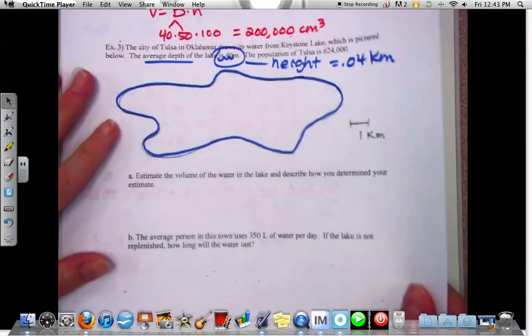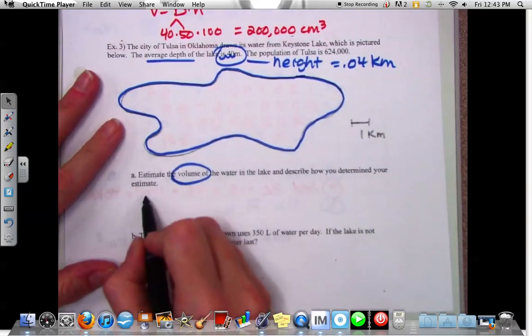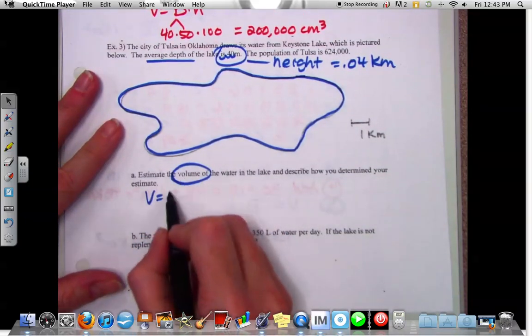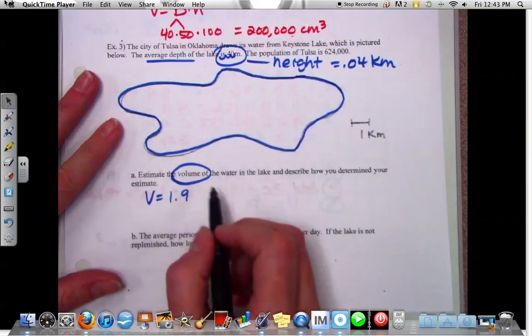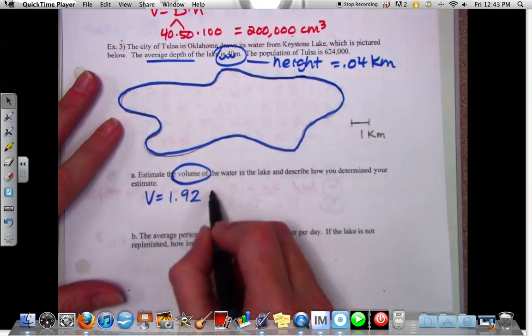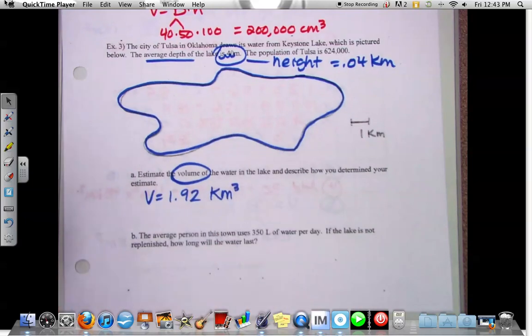All right. So our volume. Do you have any silver painted markers? No. 1.92 kilometers cubed.